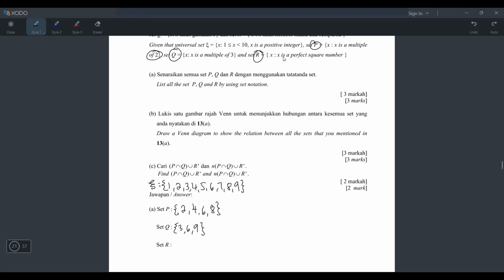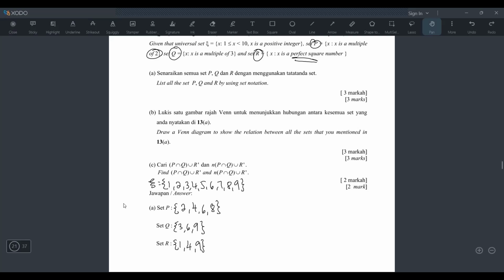So what about set R? X is a perfect square number. Perfect square means a number that has a whole square root. So the numbers will be 1, 4, 9. Okay, let me explain. 1 squared is 1, 2 squared is 4, 3 squared is 9, 4 squared is 16, and so on. All these numbers that I bulleted here are perfect squares. Because when you square root 1, you get 1, square root 4 you get 2, square root 9 is 3, square root 16 is 4. But why didn't I write 16 here? I've told you many times already, because 16 is not inside the universal. If 16 is not in the universal, you cannot write it in set R. So that's how you do it.